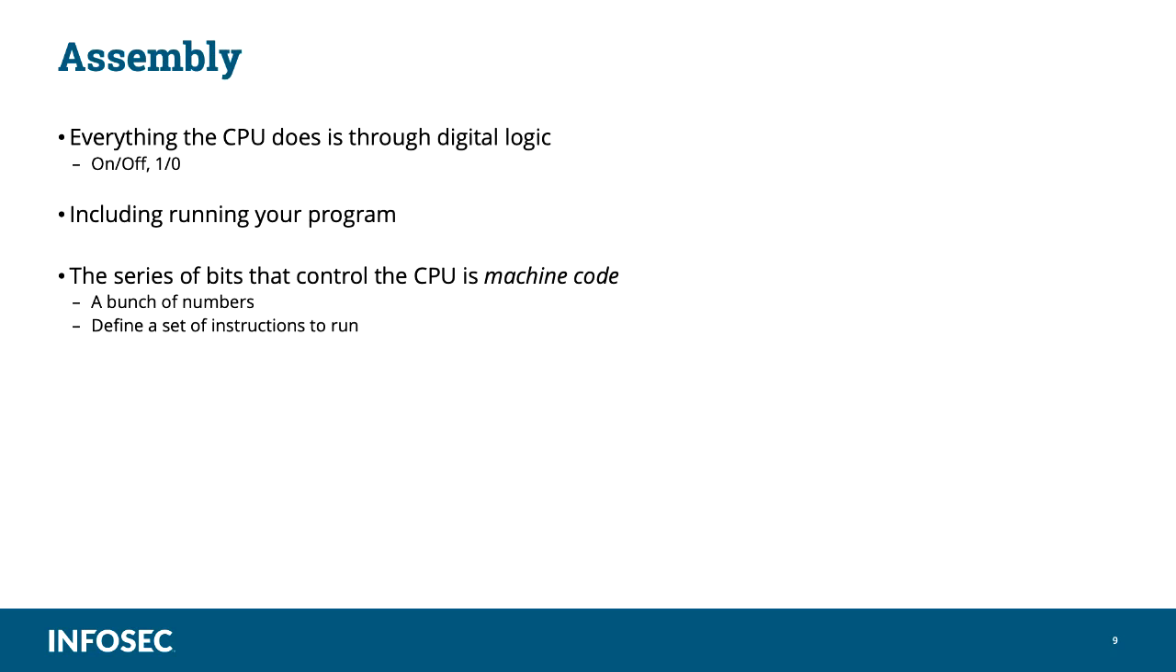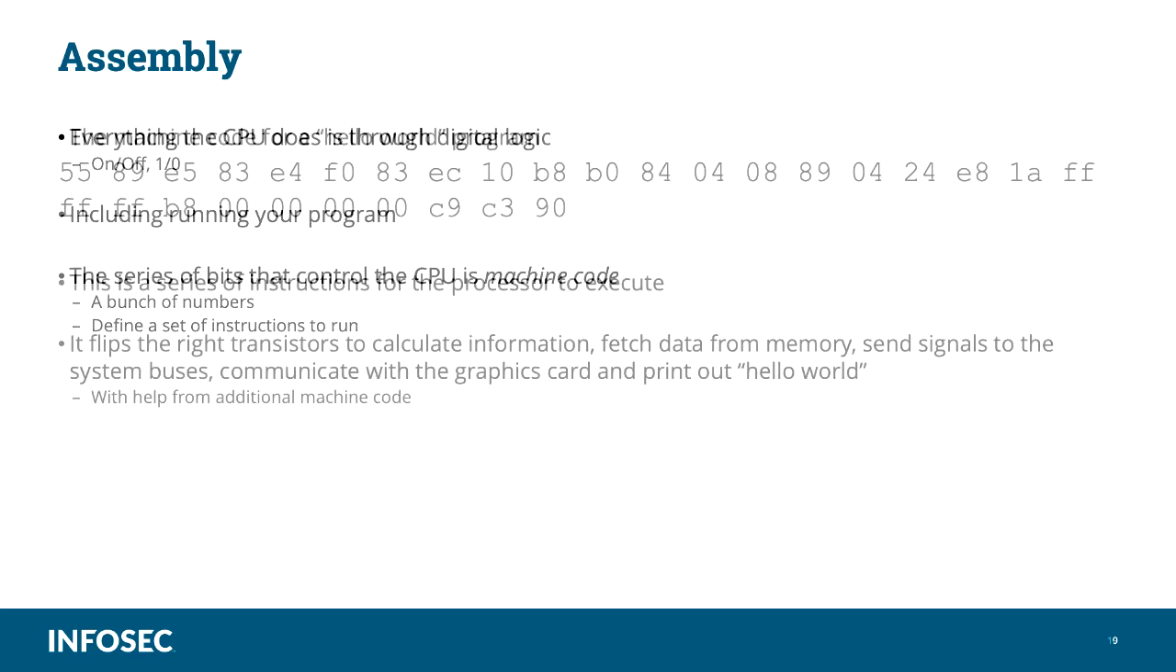Everything on a CPU is done through digital logic. You can think of it as either on or off, or ones or zeros. This includes running your program. A series of bits that controls the CPU is called machine code, and it's just a bunch of numbers that define a set of instructions to run.